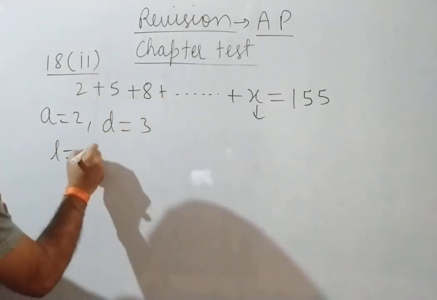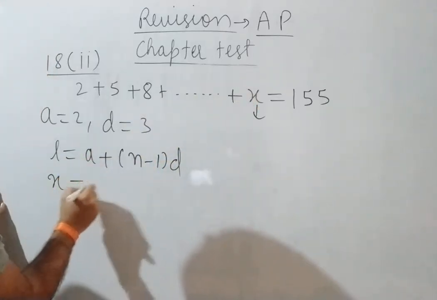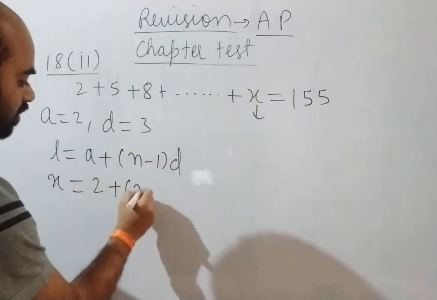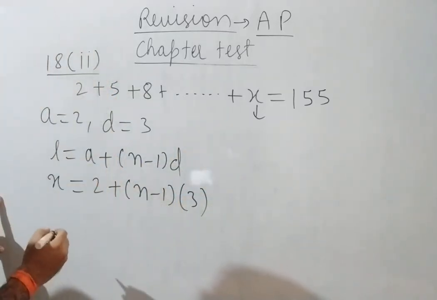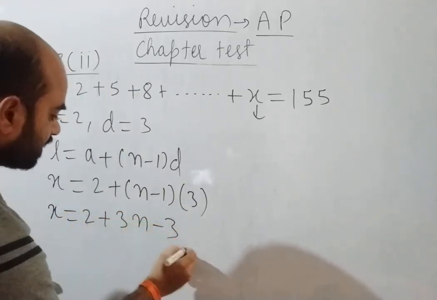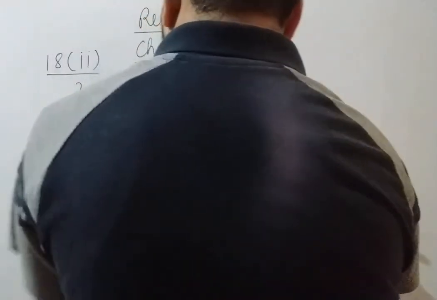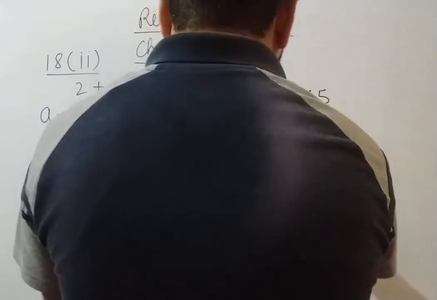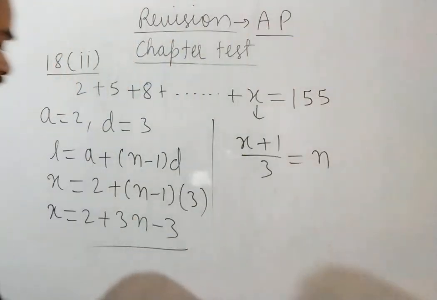L is equal to a plus (n minus 1) into d. L is x. First term is 2, n we do not know, and common difference is 3. So we can solve. This will come x is equal to 2 plus 3n minus 3. So in this we have to find n. So this will be 2 minus 3 minus 1. It means (x plus 1) upon 3 is equal to n. Correct? So n we have calculated: (x plus 1) upon 3.